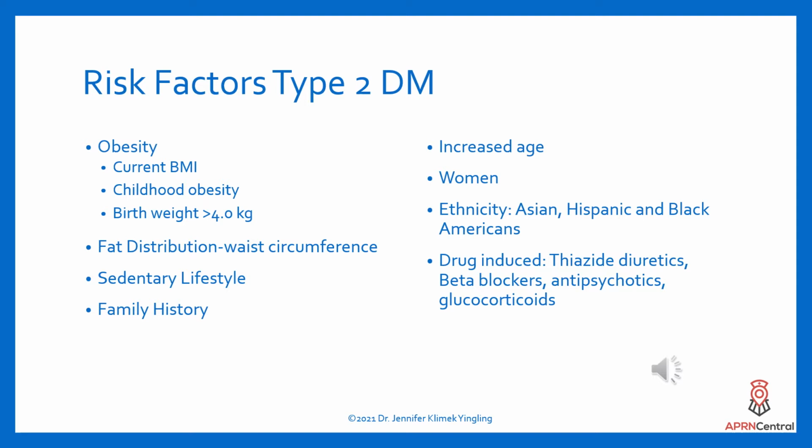Thiazide diuretics are not the best choice for somebody who's in poor glycemic control because they can bump the sugars. Beta blockers, you need to remember, can mask the signs and symptoms of hypoglycemia, which can be really detrimental for our diabetics if they don't know that their sugars are low. Antipsychotics often will cause the patient to gain weight, and then the sugars will climb up. And people who are taking steroids, that can also increase the sugars.